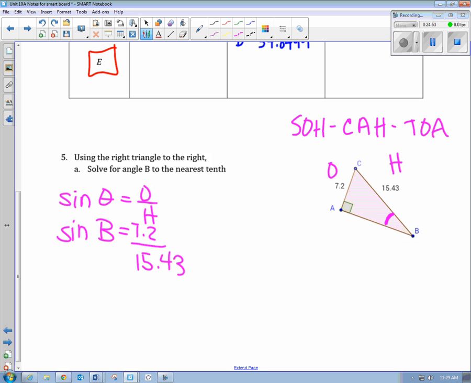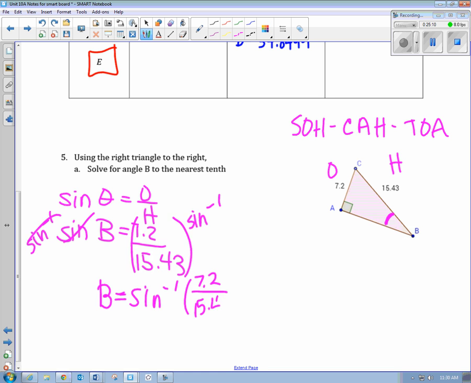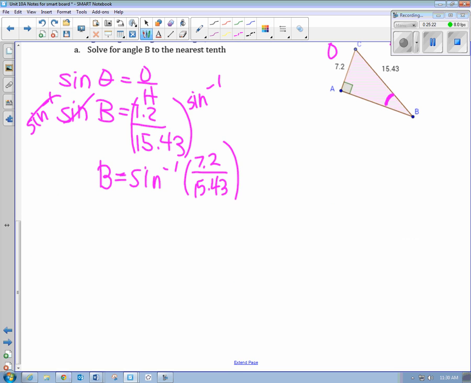I'm in charge of solving for angle B, so that means that I am technically doing sine inverse on both sides, causing these to cancel, and I end up with B equals sine inverse 7.2 over 15.43. On this one, I wrote that I was kind of sine inversing both sides. You don't need to write that. It's kind of when you move the sine to the other side, it's going to present with that sine inverse that's there.